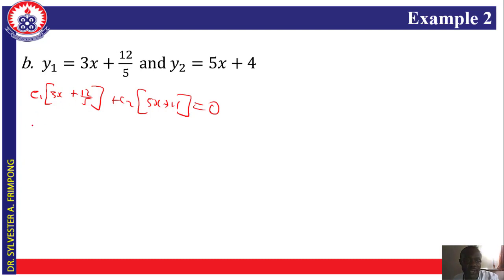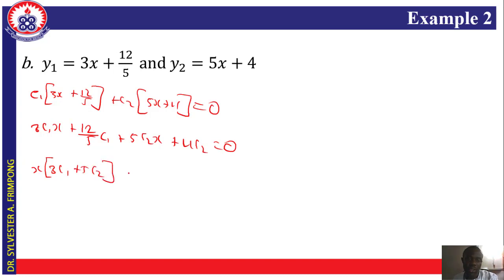So if you expand these functions, you're going to get 3c1x plus 12 over 5 c1 plus 5c2x plus 4c2 equal to 0. Now I want to group our items by bringing all the x into one umbrella. So you're going to have x multiplied by (3c1 plus 5c2). Then we have plus, and these two are the constants, so we're going to get 4c2 plus 12 over 5 c1.